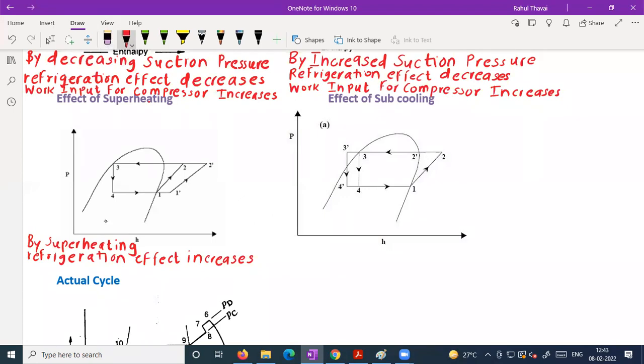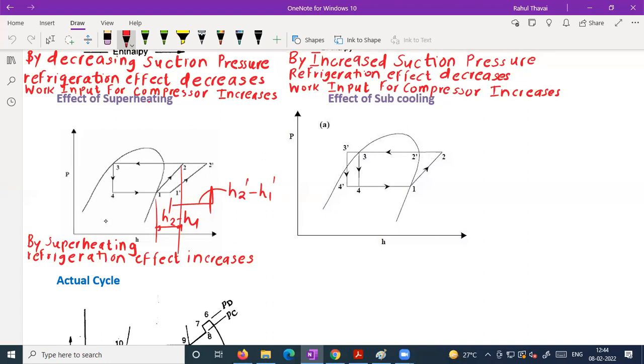But you are getting this increased refrigeration effect at the expense of what? At the expense of work that is supplied to the compressor, because initially you used to supply H2 minus H1. But now you're supposed to supply H2 dash minus H1 dash. Initially, only H2 minus H1 was required, right? Now H2 dash minus H1 dash is required. Obviously, the work required in H2 dash minus H1 dash is more.